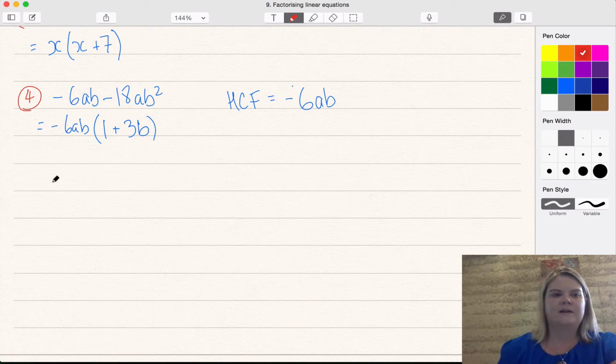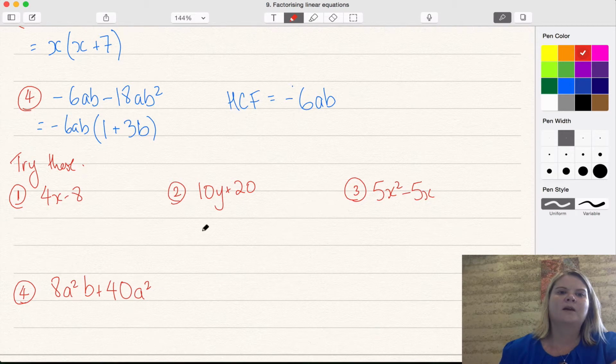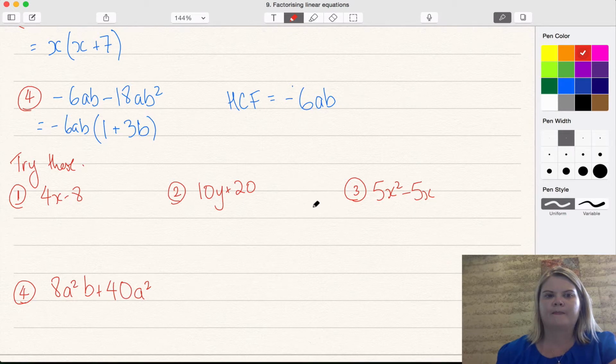Have a go at these examples for yourself. There are 4 examples for you to have a go. Pause the video now and try these. Okay, hopefully you've had a go at these. We need to find the highest common factor between these two numbers. It will be a 4 in this example. 4 times what makes 4x? 4 times x. 4 times what makes negative 8? Negative 2. Close the brackets. Done. Factorised.